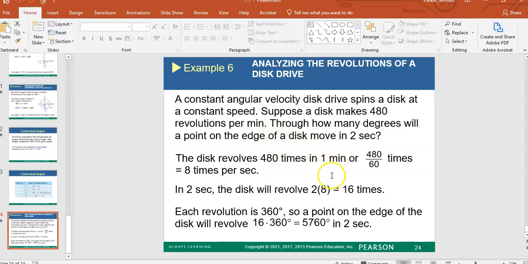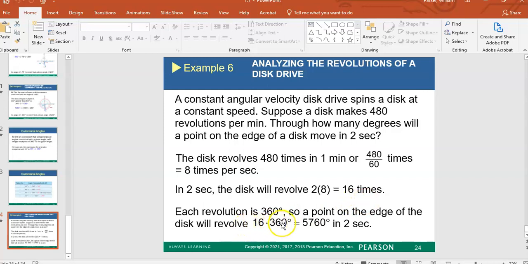So in two seconds, I want to know how fast it's spinning. In other words, it's spinning around 8 times per second. Does that make sense? So, through how many degrees will a point on the edge of the disk move in 2 seconds? How they're describing this is not quite the same as how I would describe it, but that's fine. In 2 seconds, the disk will revolve 2 times 8, or in other words, 16 times.